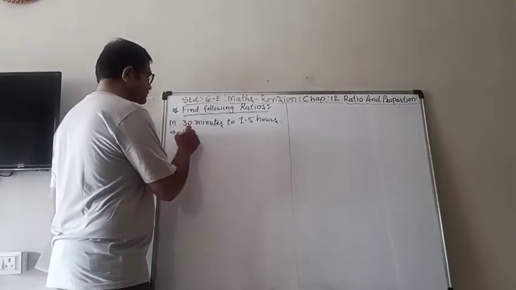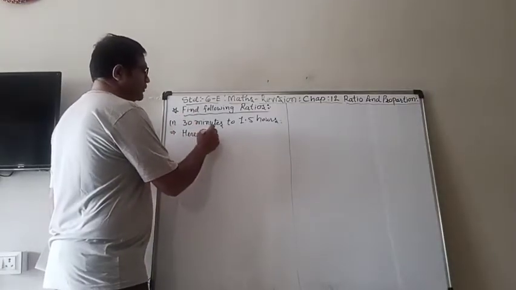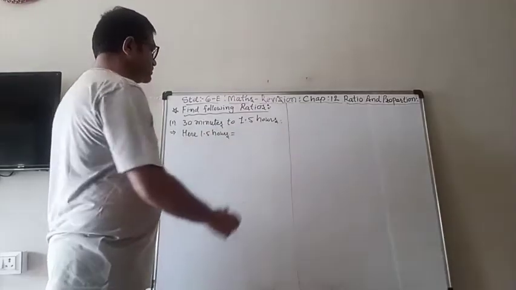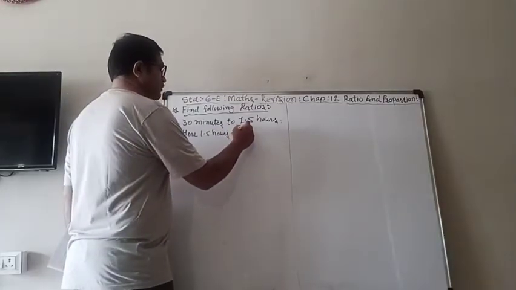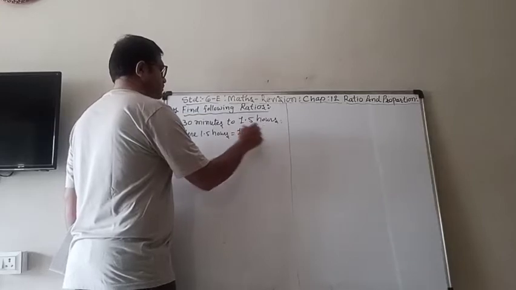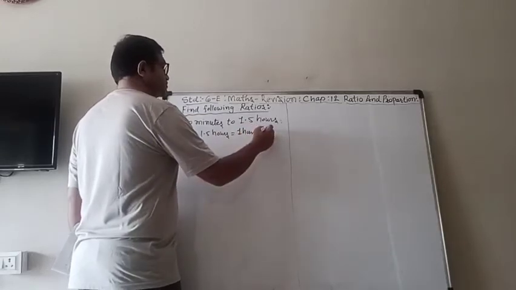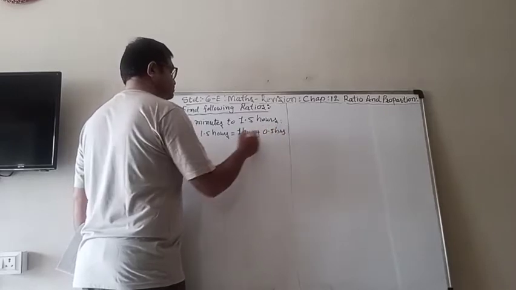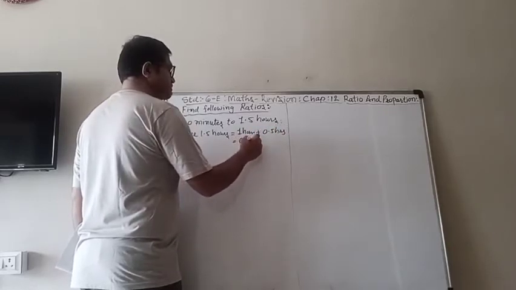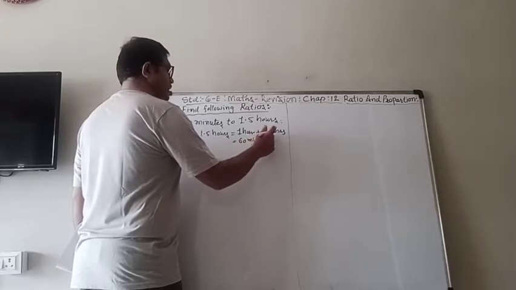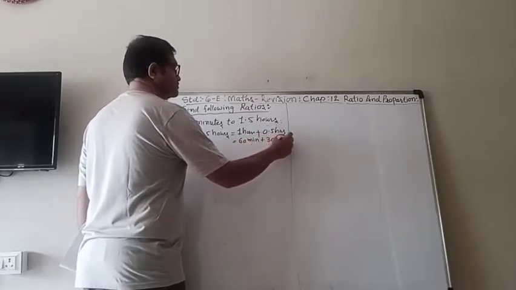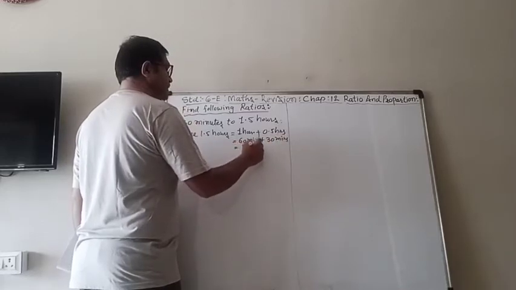So here 1.5 hours means 1 hour plus 0.5 hours. 1 hour is 60 minutes. 0.5 hours means another 30 minutes. So it will be 90 minutes.